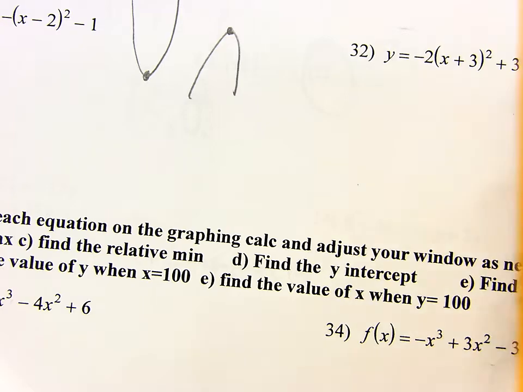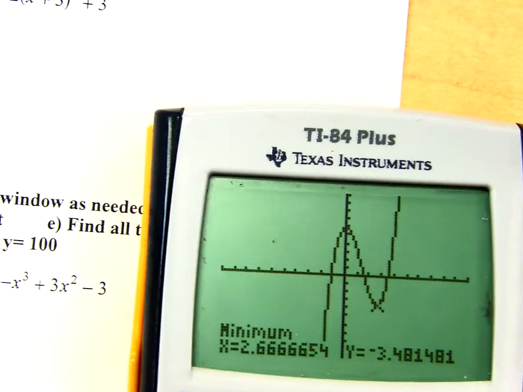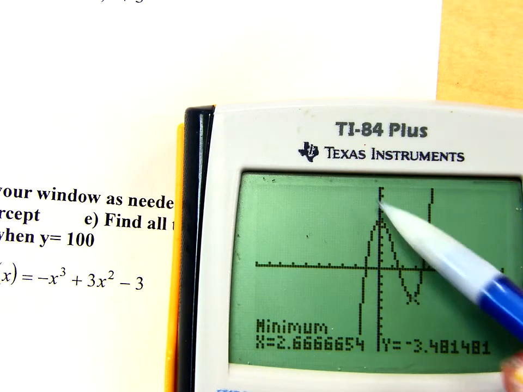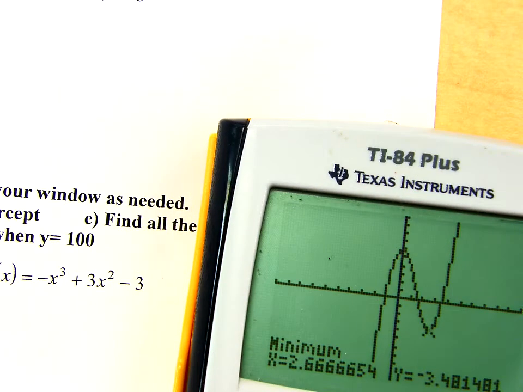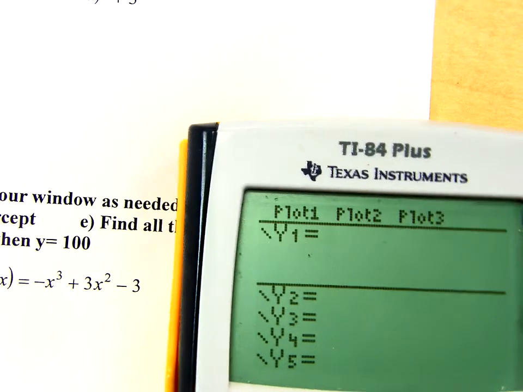So why don't we try 34. Wait, what are we solving for? You're not solving anything, you're just finding those highest and lowest points, the coordinates of the relative maximum. So 34, let's try that. If you think you know what to do, go for it.